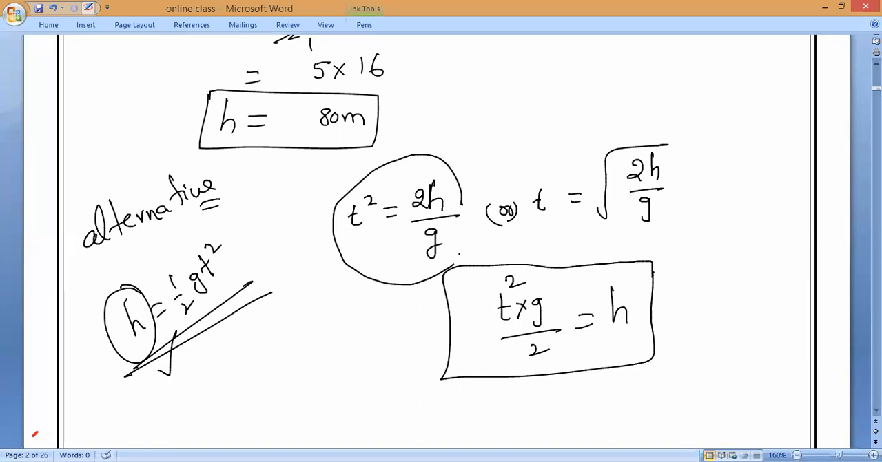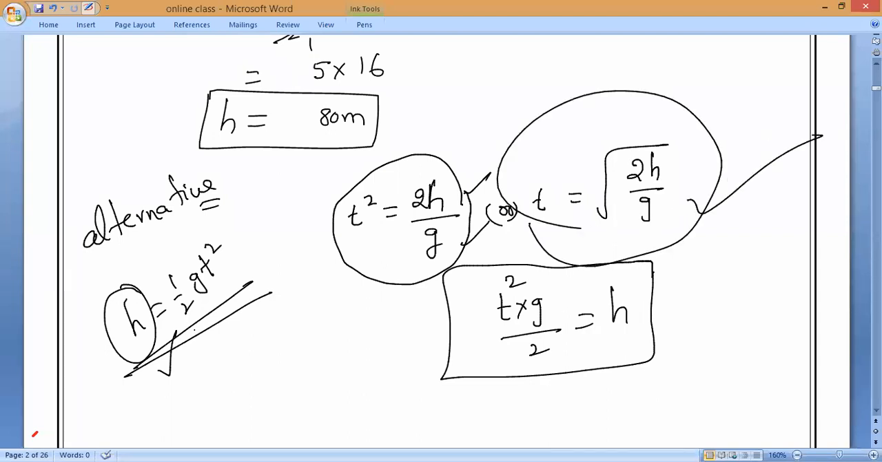If you want to find time, which relation will you use? T square is equal to h by g. Ready, Hari? Yes, sir. If you want to find time, use this relation. If you want to find a height, use this relation.